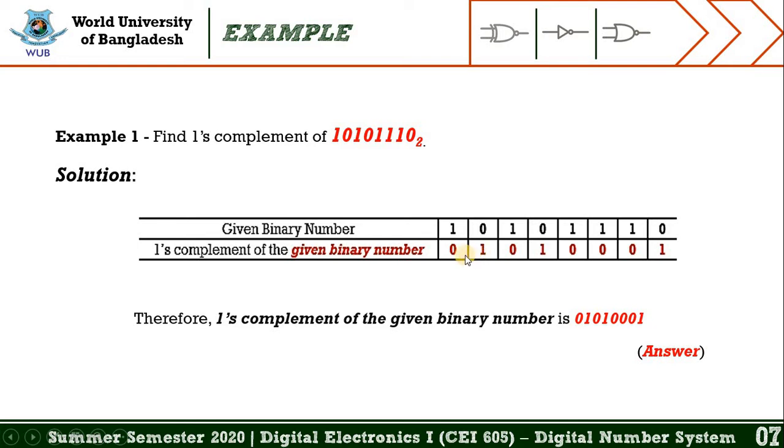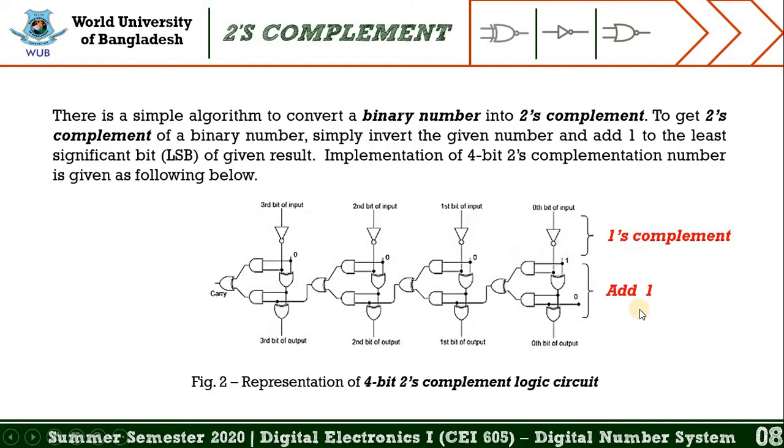So what is meant by that? Look at the given binary number, 10101110. If we invert the leftmost digit, which is 1, we get 0. The next one, 0, if we invert the 0, then we get 1. I hope you understand. This way the rest of the digits are inverted the same way. So I hope you understand how to convert a given binary number to its ones complement. Let's move into the next slide.